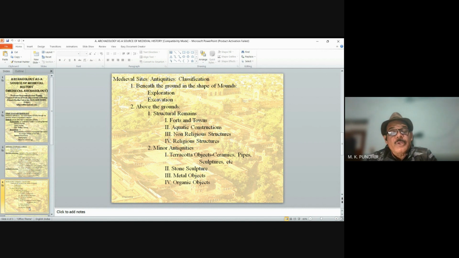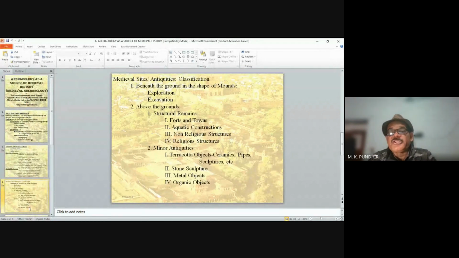Medieval archaeology deals with structures that in a majority survive above the ground. In the case of historical archaeology, especially of ancient India, we have structures that never survive above the ground; they almost take the shape of mounds. A large number of structures belonging to the medieval period we find, because the medieval period is very near to us and the ancient period is very far from us. So medieval archaeology has a lot of difference from historical archaeology.